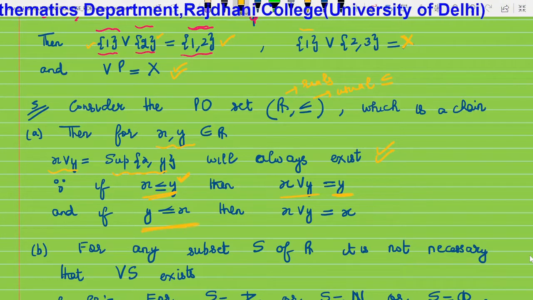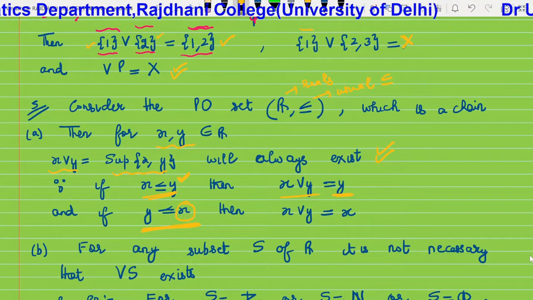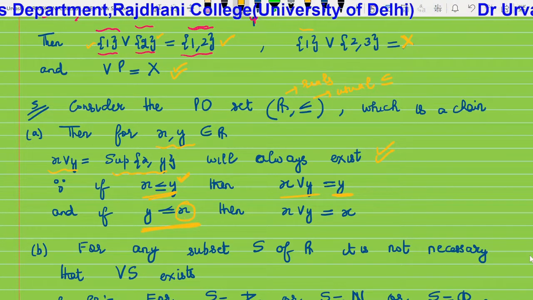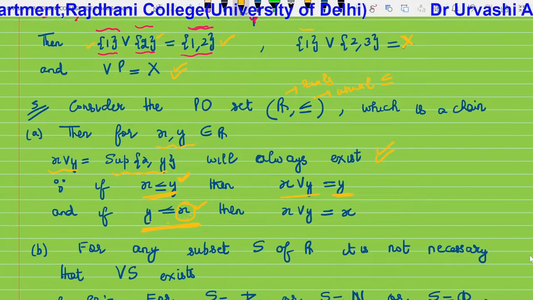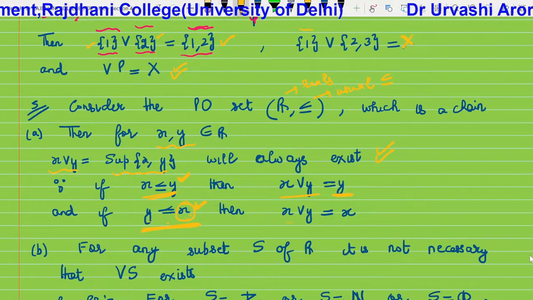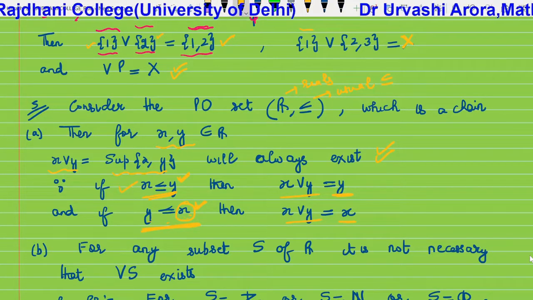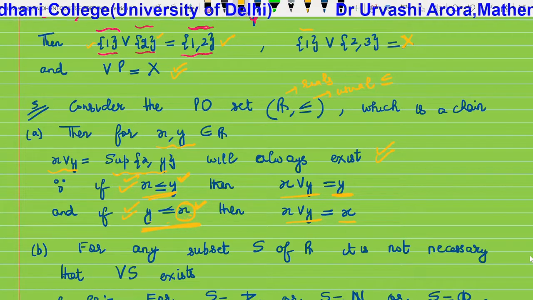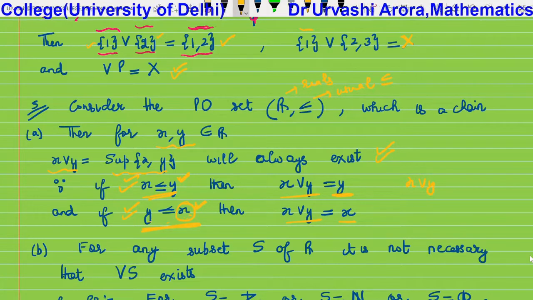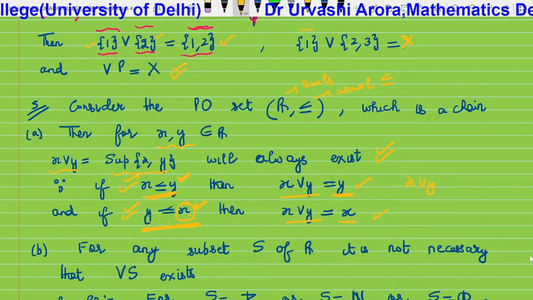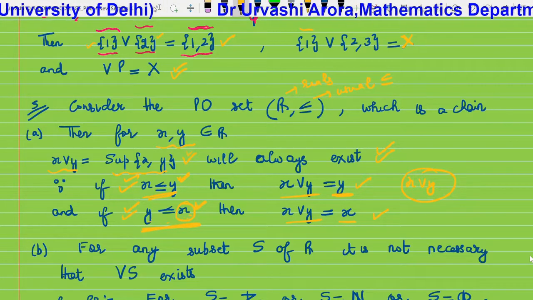If y is less than or equal to x, then x is the element acting like an upper bound for both x and y, because x is greater than or equal to x and y, which means that the join of x and y is x. In any case, whether x is less than or equal to y or y is less than or equal to x, x join y will always exist. Either it will be y or it will be x, which means that the supremum of x and y always exists.